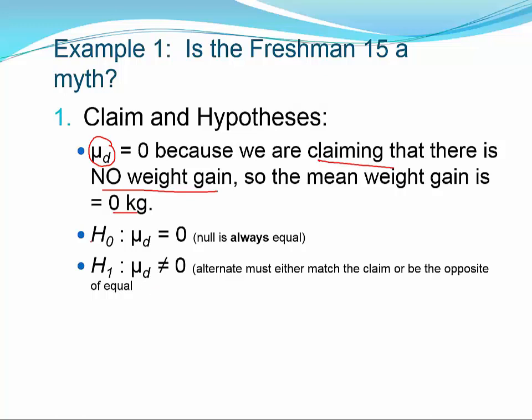Now, just like in previous hypothesis tests, the null hypothesis is always equal. So we use the same notation, the mean of the differences equal to 0. And then the alternative is either going to match the claim or be the opposite of equal. So we have the mean of the differences is not equal to 0.